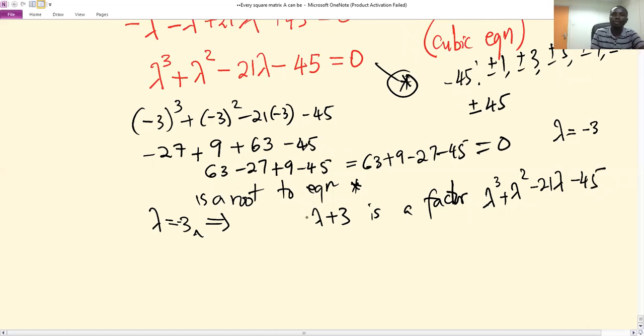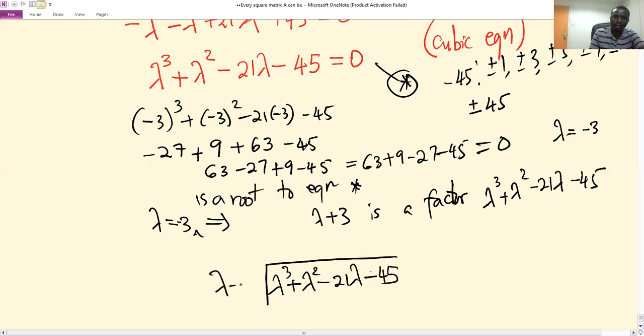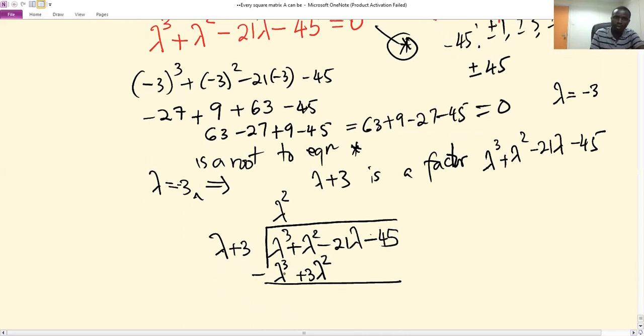Now what you do, you use long division to get how many times lambda plus 3 divides this. So you write lambda cubed plus lambda squared minus 21 lambda minus 45 divided by lambda plus 3. Lambda times which value gives lambda cubed? It is lambda squared. So lambda cubed, lambda squared times 3 is 3 lambda squared. Then you subtract. So you get lambda cubed minus lambda cubed 0. Lambda squared minus 3 lambda squared is minus 2 lambda squared. You bring down minus 21 lambda minus 45.